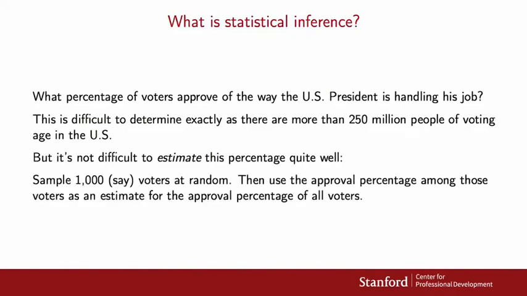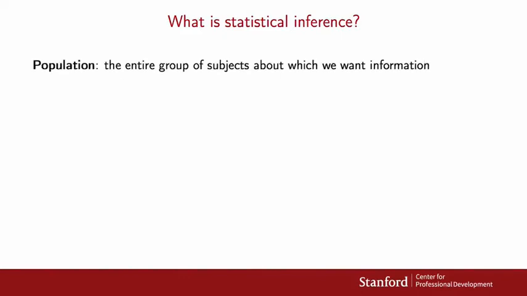What a polling company does is it samples, say, 1,000 voters at random. Then it uses the approval percentage among those voters as an estimate for the approval percentage of all voters. So there are a few technical terms which we are going to use in the future. The population simply means the entire group of subjects about which we want information. In the previous example, this would be all US voters.